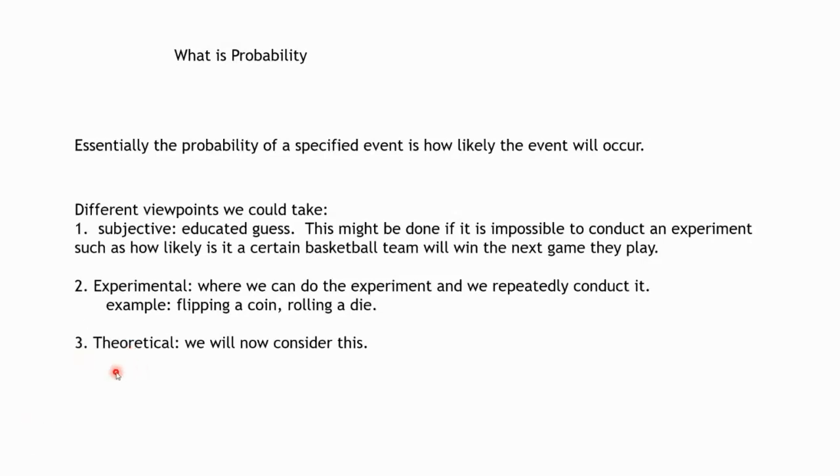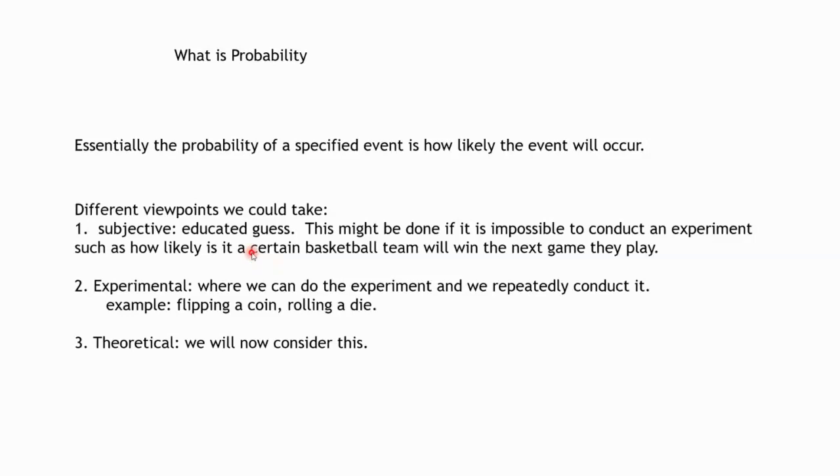There is subjective, which essentially is an educated guess. I don't think that comes up again in the chapter. They did it in the beginning, that's why I mentioned it here. It's really subjective when you can't actually do the experiment, so to say. I gave an example here, but it's almost like with any sports team. How likely is it that the Chicago Bulls are going to win the next game? Well, I think you get the idea.